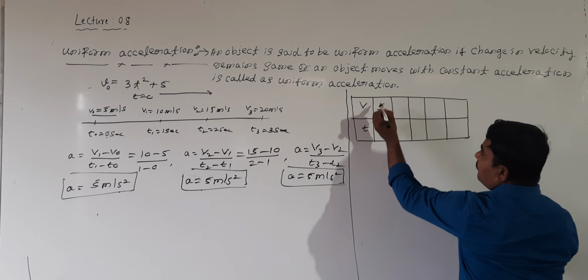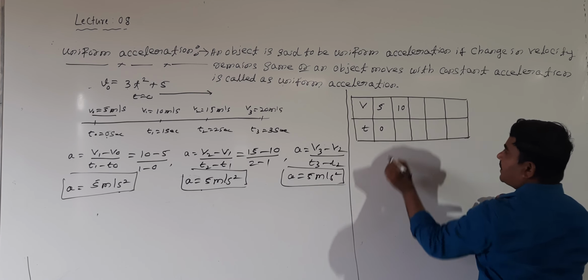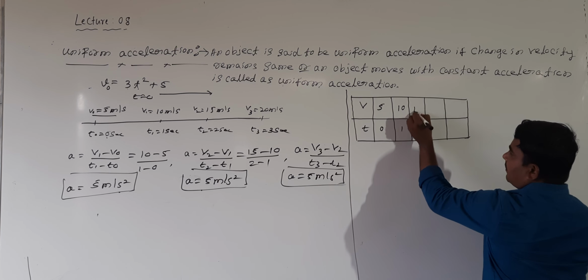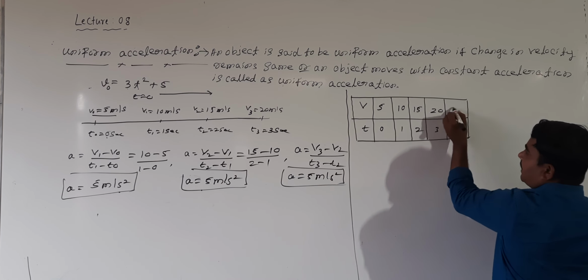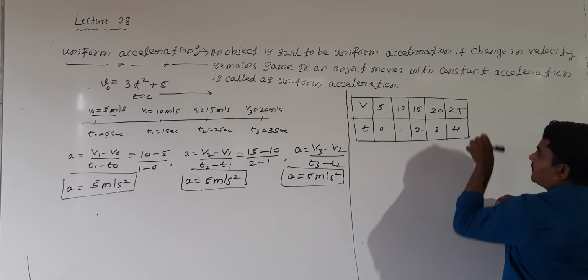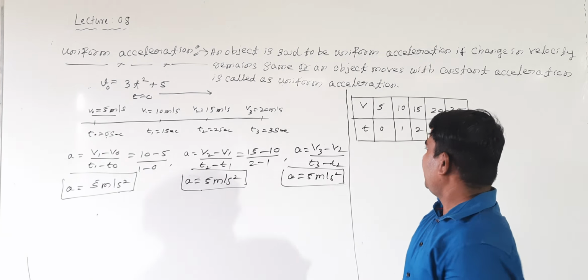Velocity, how much initially? 5 meter per second, time interval 0. Velocity 10 meter per second, time interval 1 second. 15 meter per second, 2 seconds. 20 meter per second, 3 seconds. 25 meter per second, 4 seconds. Like this you can continue, right?